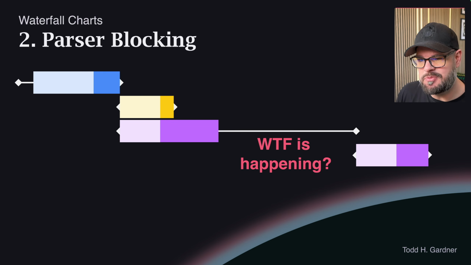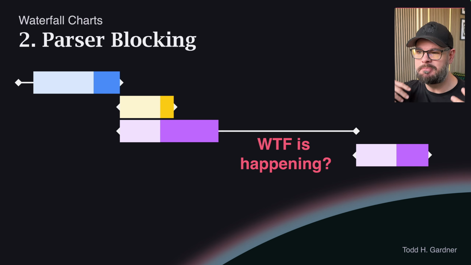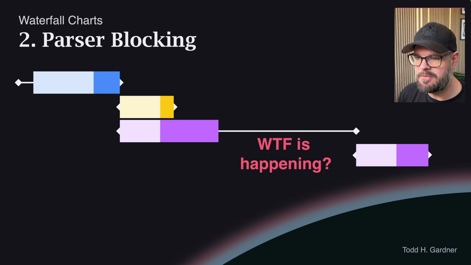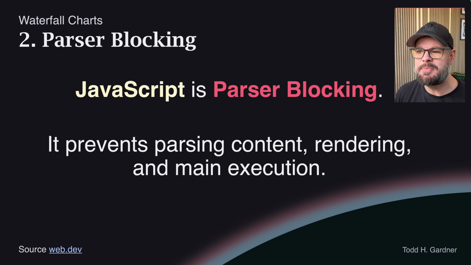The other thing is what I was alluding to earlier. It's around parser blocking JavaScript. Now, JavaScript itself, when it finishes, it can cause unusual slowdowns and blocking in other parts of a waterfall. And why is that? It's because JavaScript execution in the browser is parser blocking. When a JavaScript file finishes, it prevents parsing other content, rendering, and main execution because the browser has to stop what it's doing and execute that JavaScript because it could change the content of that document in all kinds of unpredictable ways.